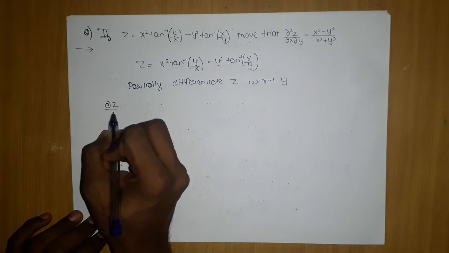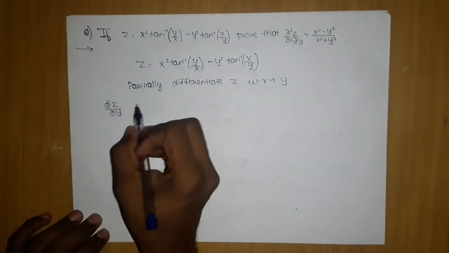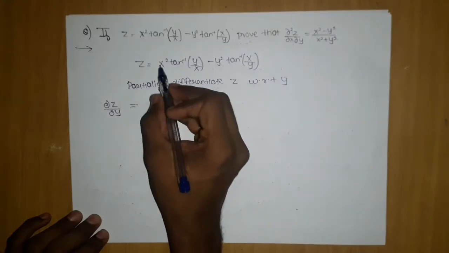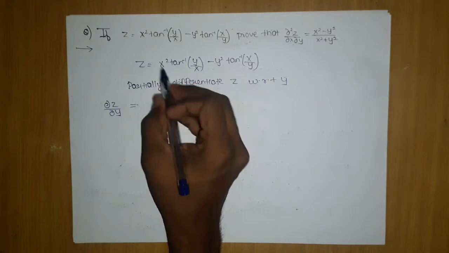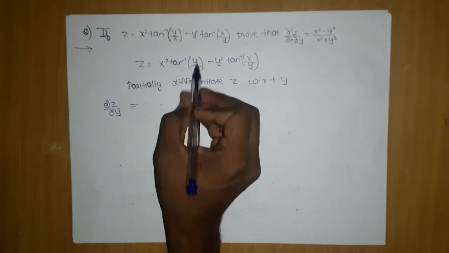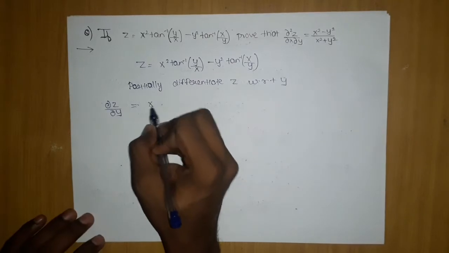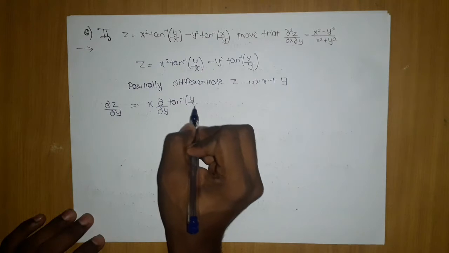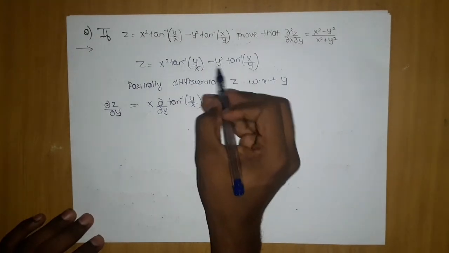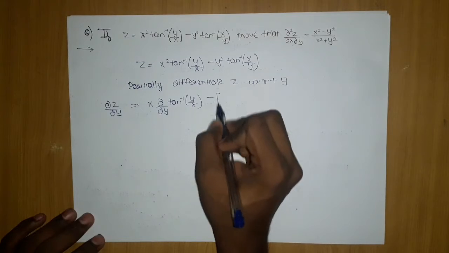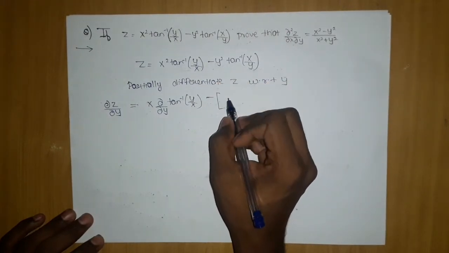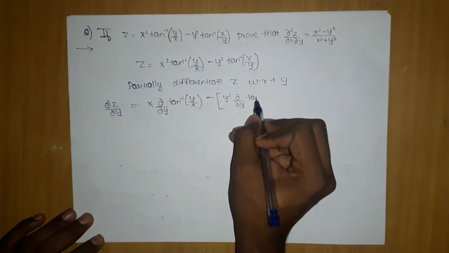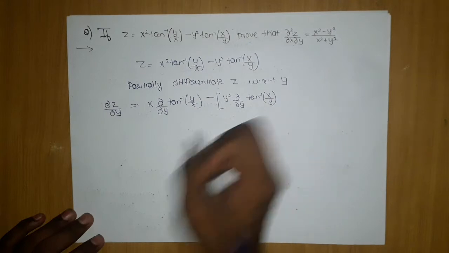Partially differentiate z with respect to y. What we are getting is dou z by dou y, which will be nothing but we have to partially differentiate this. This is constant because we are differentiating partially with respect to y. So I will differentiate only this part. You have to mention all these steps. After this, you will differentiate both of them. So you have to apply the product rule: y square dou by dou y tan inverse x by y, right?